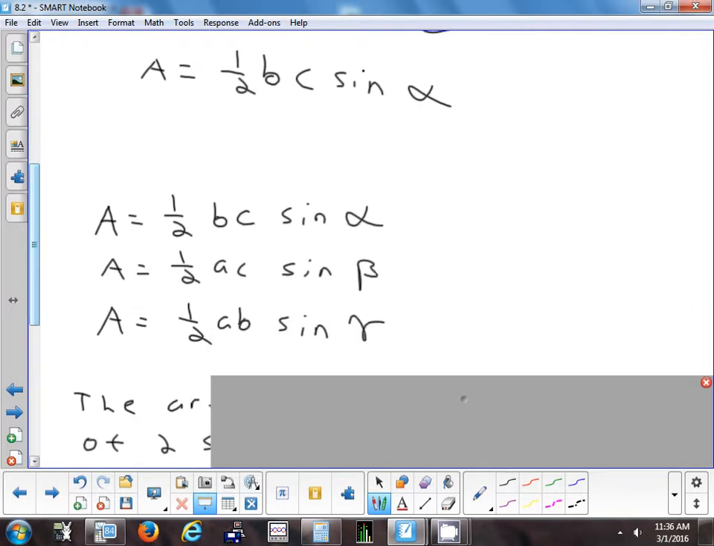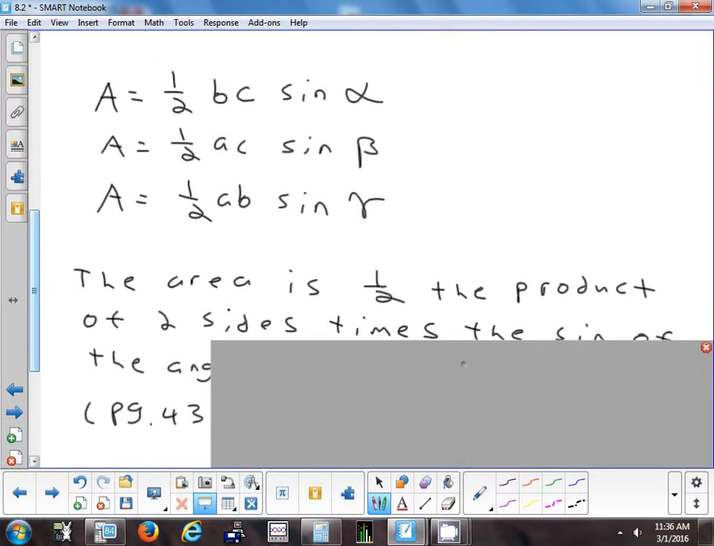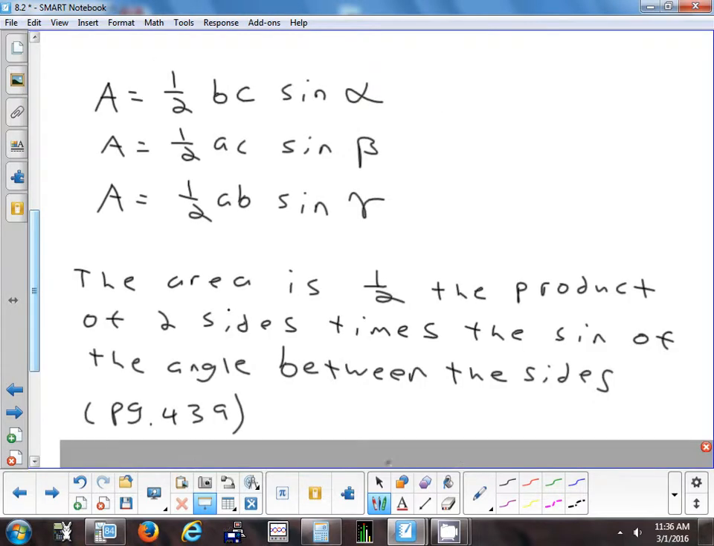So rather than memorize all three versions, it's easier just to memorize the concept. The area is half the product of two sides times the sine of the angle between the sides. This comes in handy if you don't know the height. Let's say they gave you two sides and the angle. You can find the area using this formula.